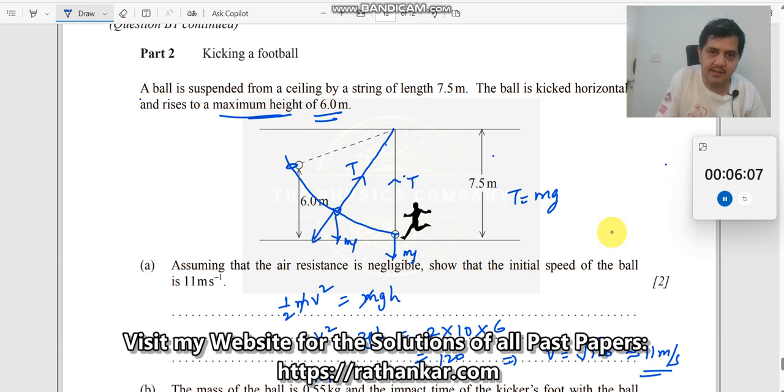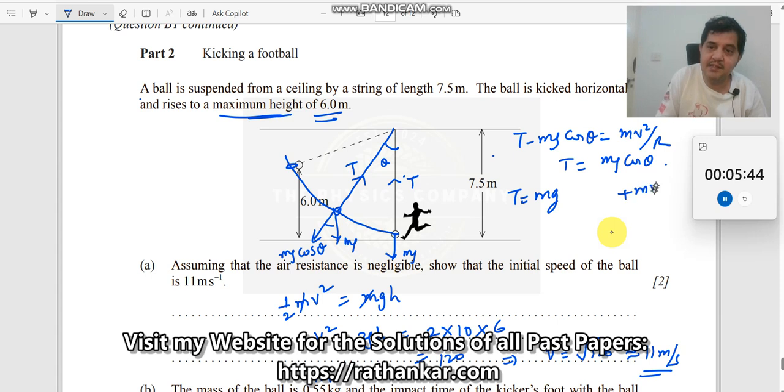let us say this is your theta, this will be your mg cos theta over here, and since it's moving in a circular motion, you can write the equation as T minus mg cos theta is equal to mv square by r, right? R anyway is larger, but v is very very high, you get v square. So thus you see T is equal to mg cos theta plus mv square by r.